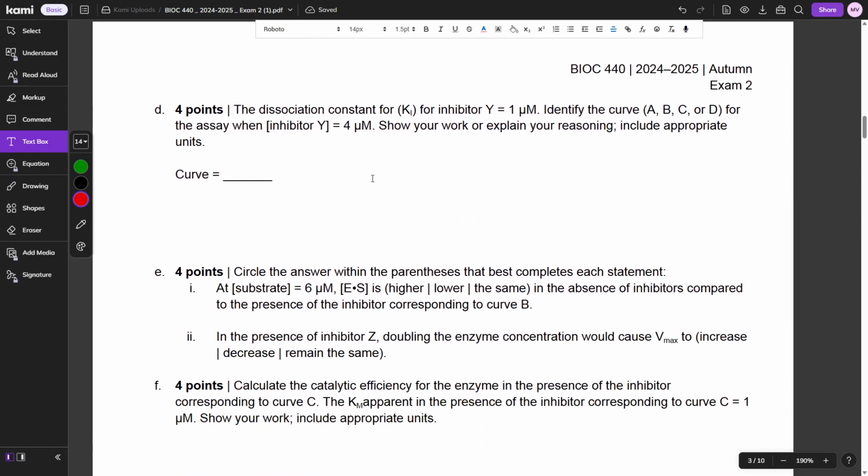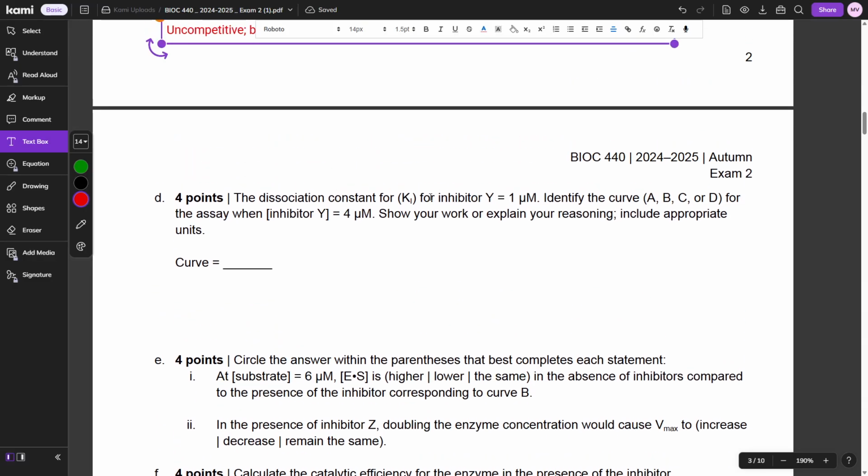For part D, the dissociation constant Ki, identify the curve for the assay. Right, so this one you have to do a little bit of math, if I'm not mistaken. Yeah, this one's just a little bit of math.